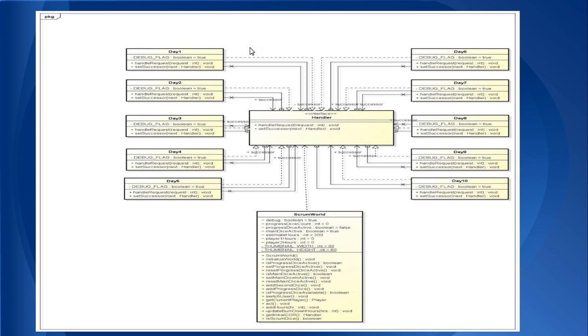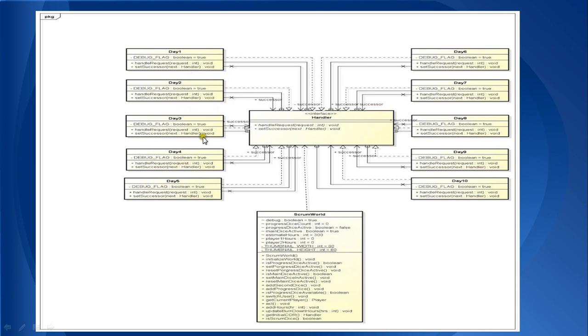Okay, so let us look at the class diagram for the chain of responsibility design pattern. Here the handler is the interface that has two methods, handle request and set successor. This design pattern is used to display the red color cross symbol whenever the player stops on the end of day state.